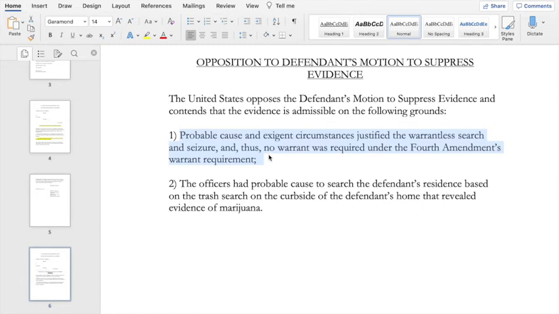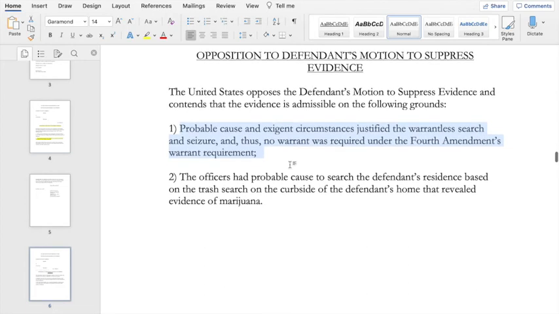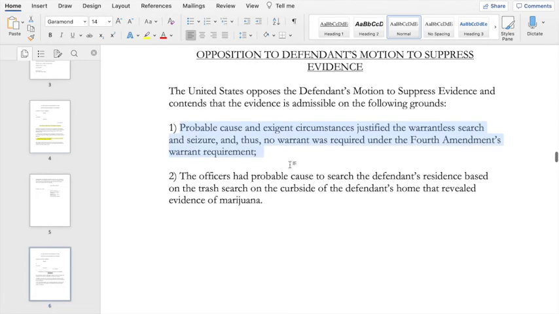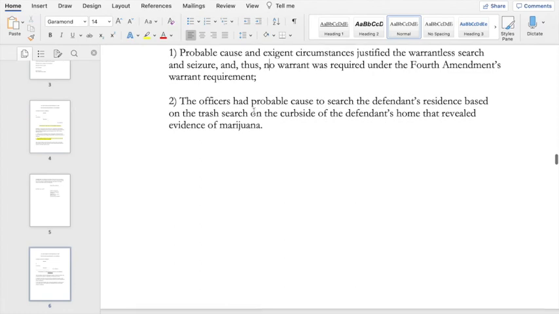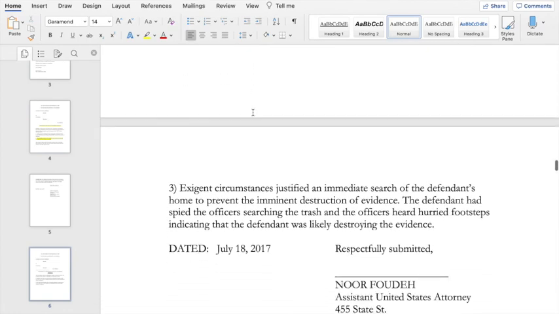So there's going to be a little bit of research of the Fourth Amendment and a lot of research of these particular warrant exceptions under the Fourth Amendment, probable cause and exigent circumstances. There's a little bit more detail on probable cause here and a little bit more detail on exigent circumstances. Now note, it's possible that you may have a motion to suppress as well, but it's not necessarily going to be these same two exceptions.